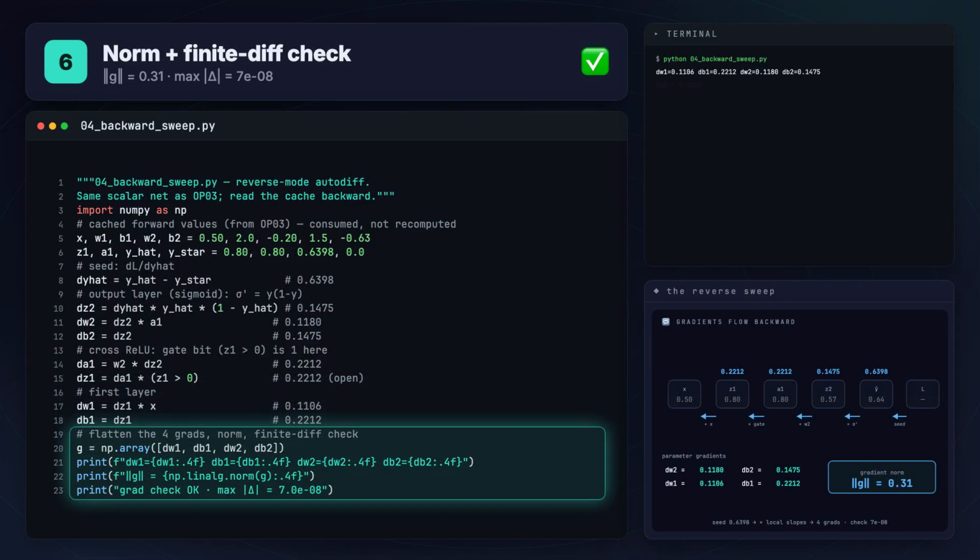The norm and the check. We concatenate all 4 gradients and take np.linalg.norm. That's the 0.31 headline. Then finite diff nudges each parameter by 1e-5, reruns the forward, and measures the loss change numerically. The max absolute difference between analytic and numerical is 7.0e-08. Floating point noise. That tiny number is your proof the backward graph is correct.